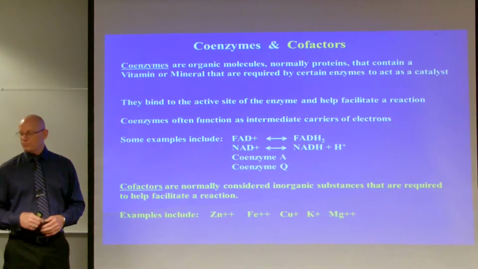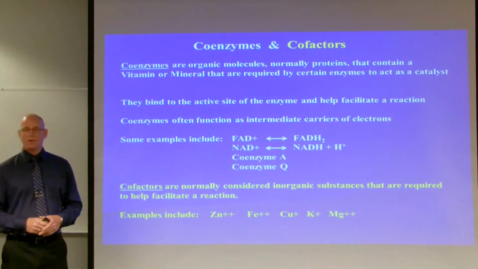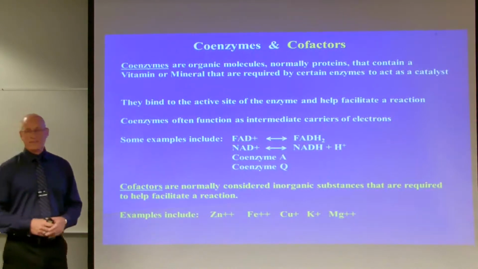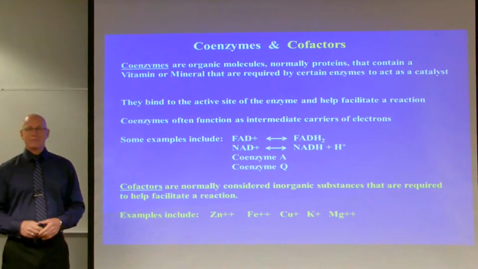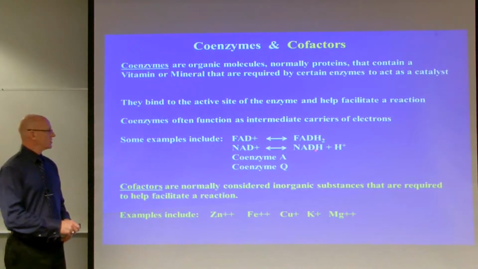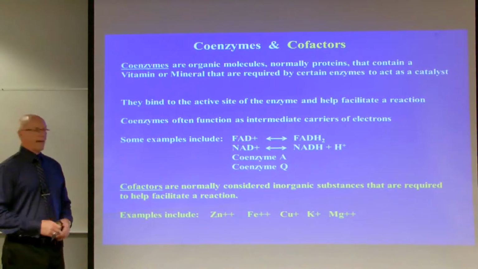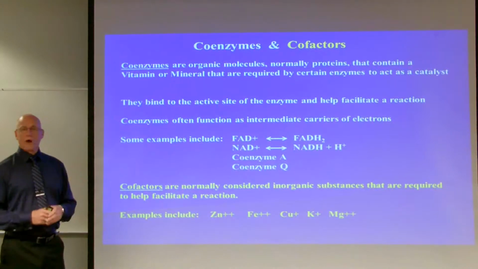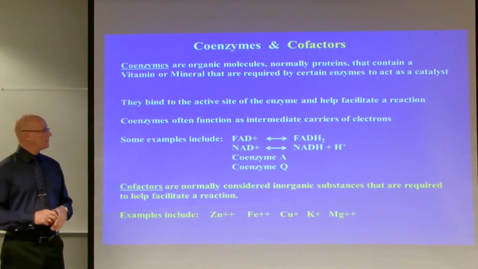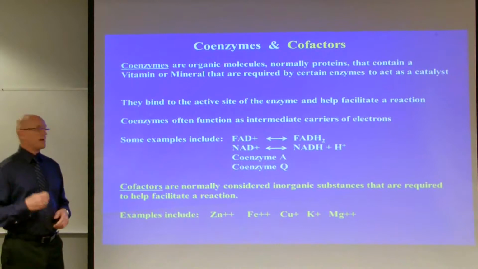Some examples include FAD, which is flavin adenine dinucleotide, and NAD, which is nicotinamide adenine dinucleotide, and coenzyme A and coenzyme Q. This is the oxidized form of flavin adenine dinucleotide, and this is its reduced form. This is the oxidized form of nicotinamide adenine dinucleotide, and its reduced form. Now, part of flavin adenine dinucleotide's structure is riboflavin, and that's vitamin B2. And part of nicotinamide adenine dinucleotide's structure is niacin, and that's vitamin B3.